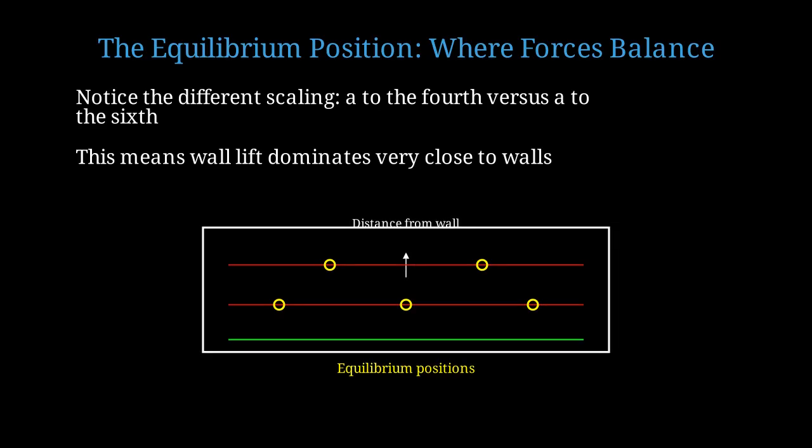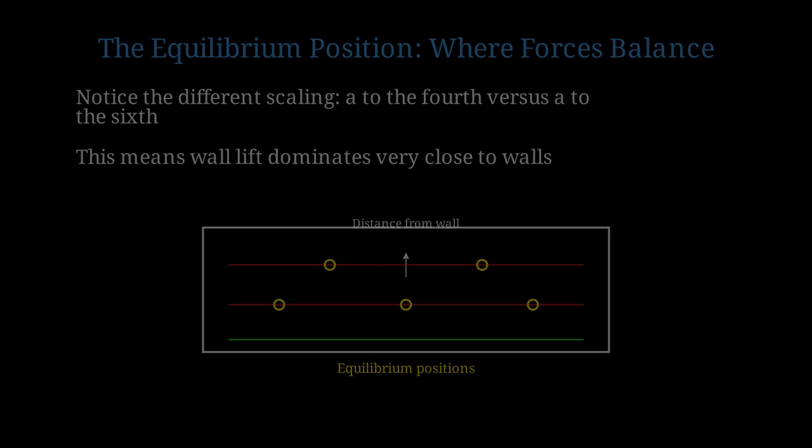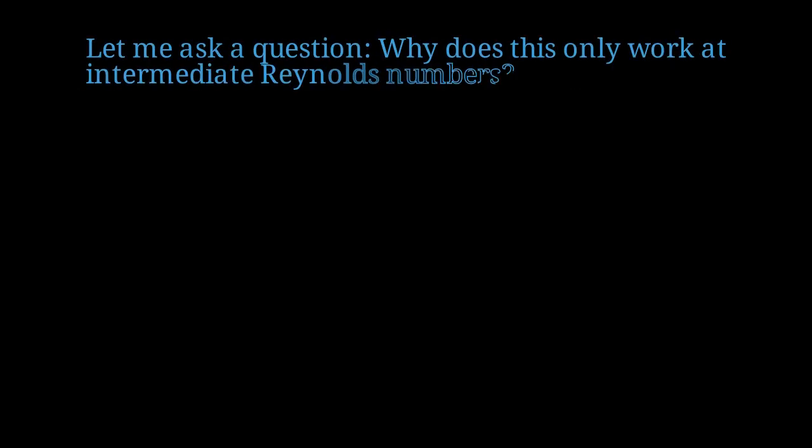For a square channel, you typically get 4 equilibrium positions centered on each face. For a rectangular channel, you get 2 positions on the wider faces. Let me ask you a key question. Why does inertial focusing only work at intermediate Reynolds numbers? Why not at very high or very low Reynolds numbers?